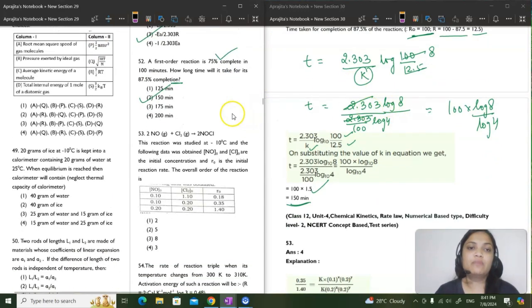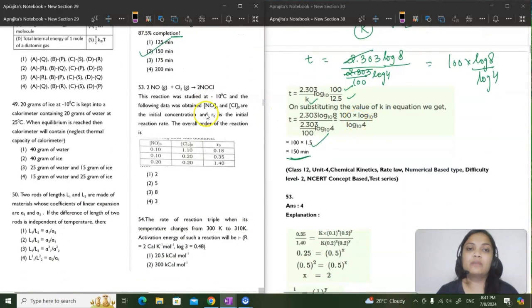Now question number 53, again it is talking about the rate of reaction. Here a reaction is given between nitric oxide and chlorine. This reaction was studied at 10 degrees Celsius and the following data was obtained. The initial concentrations of NO and Cl are given and the rate of the reaction is also given. We have to find out the order of the reaction.